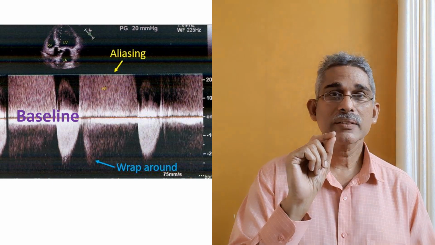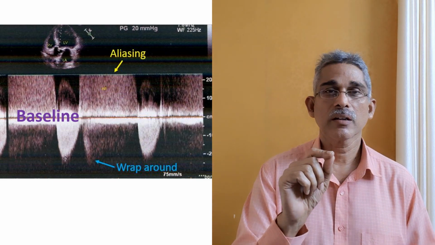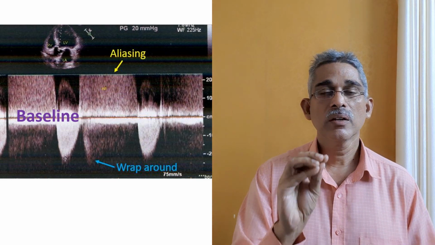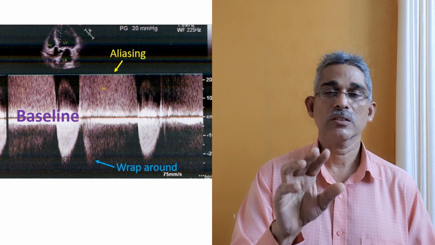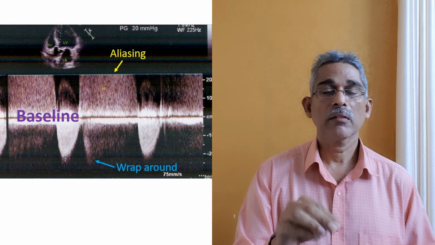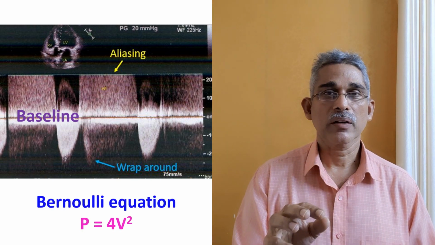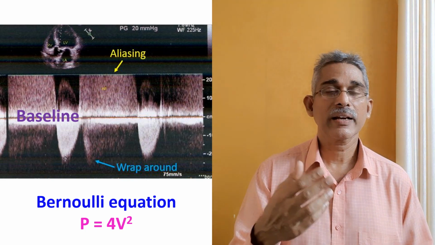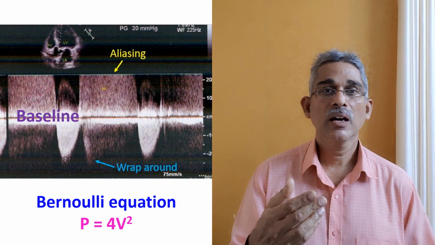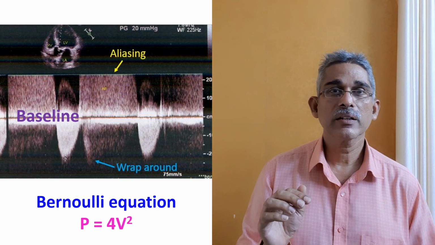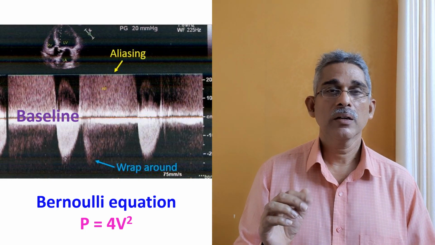But why are you using continuous wave? In pulsed Doppler, there is a limitation. Only lower velocity flows, typically the normal flows across the valves, can be calculated by pulsed Doppler. If you have a higher velocity like a regurgitant jet or a stenotic jet, that cannot be calculated using pulsed Doppler. You need continuous wave.